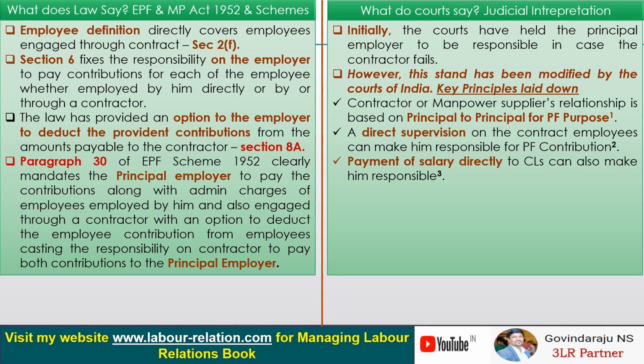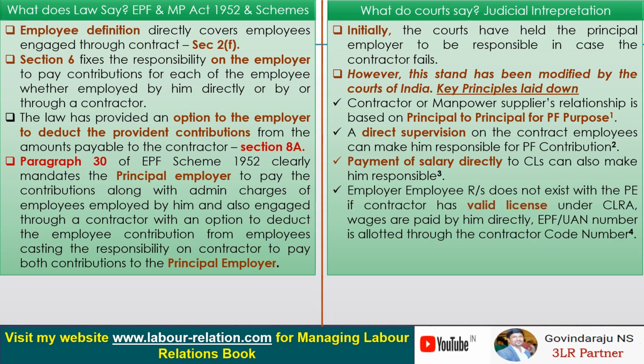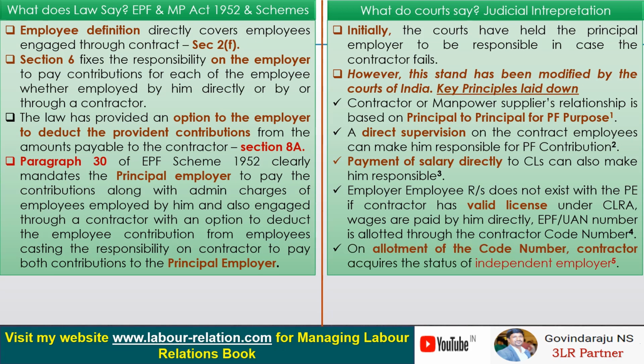An employer-employee relationship does not exist with the principal employer if the contractor has a valid license under the Contract Labor Abolition and Regulation Act, wages are paid by the contractor directly, and the EPF or UAN number is allotted through the contractor's code number. This is one of the important principles laid down in one of the cases. Also, if the contractor is allotted an independent code number, then the contractor acquires the status of an independent employer. So this is very important.